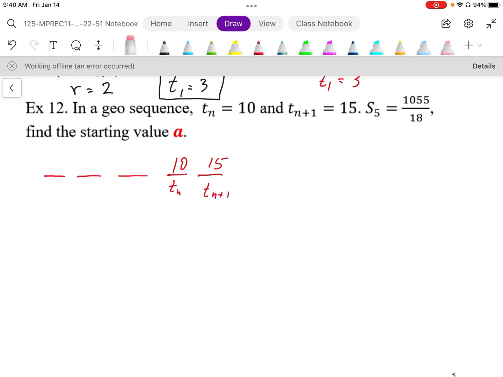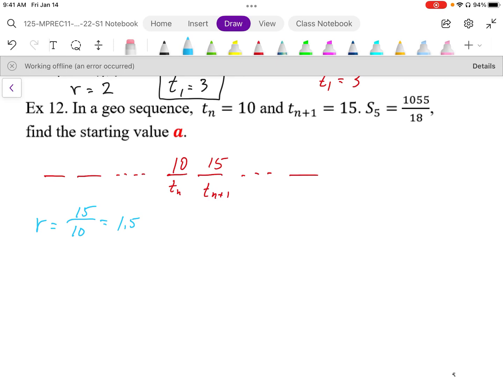Okay, so like I said, we don't know where these fit. So it could be anywhere in that sequence, but we know they're next to each other. If we know they're next to each other, we know that the common ratio r can be found by dividing those two terms. So the common ratio r works out to be 1.5.